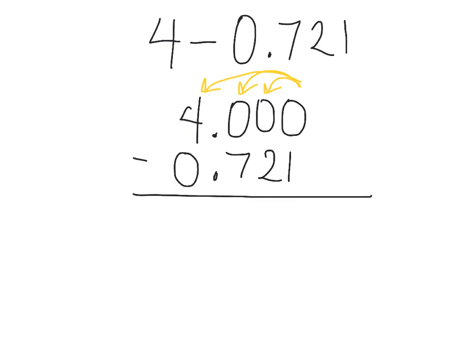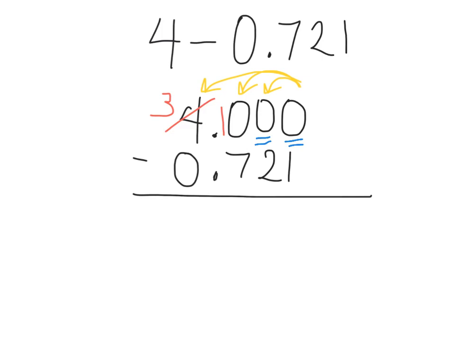When I take 1 away from my 4, I'm left with 3. And that 1 whole gets moved into my tenths place value column, and it becomes 10 tenths. I still have a problem because I don't have anything in my hundredths column that I can borrow from in order to make my thousandths bigger than 1.